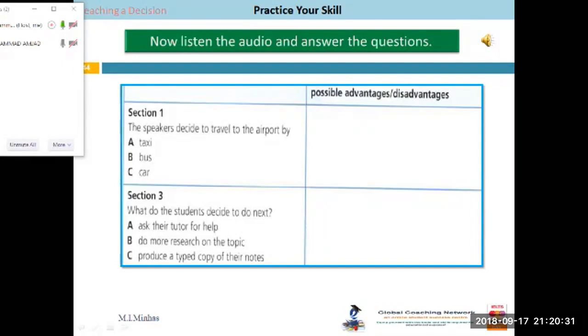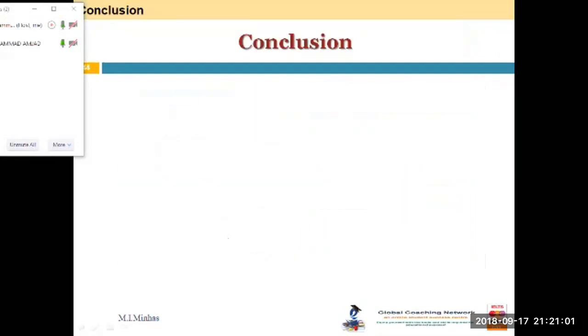Right. I guess it was simple enough. Yes, sir. So the options: for section 1, it's C. Okay. And actually, I'm not able to read the second question in section 3. It's quite blurry, but I guess it's option C. Yeah, again, it's option C: produce a typed copy of their notes, something like that. Okay, that's fine. Both are C, right?